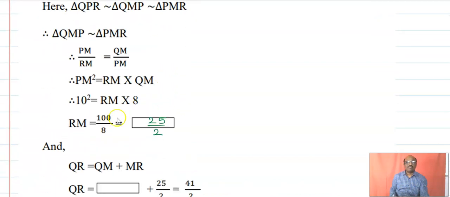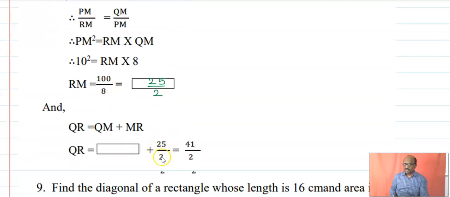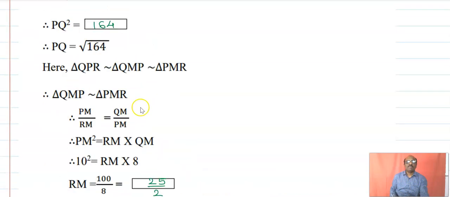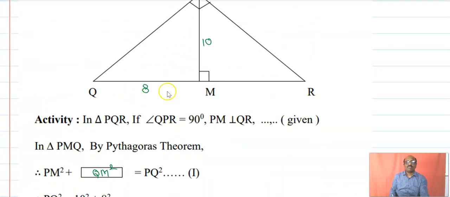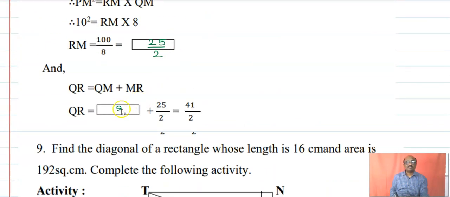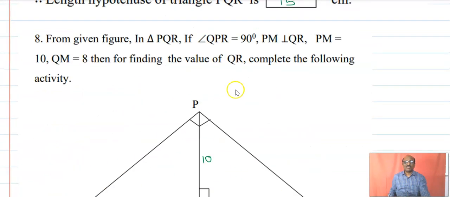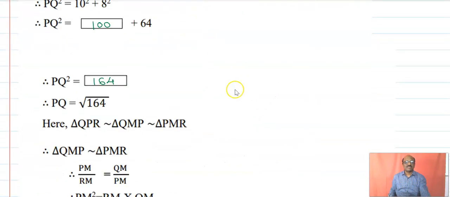Now we know the value of MR, that is RM. Its value is 25 upon 2. And the value of QM is 8. Now we'll add it: 2 into 8 is 16, 16 plus 25, and that is equal to 41 upon 2. And this is the value of QR. A simple question, we just have to fill in the blanks. Okay, you can see this also.